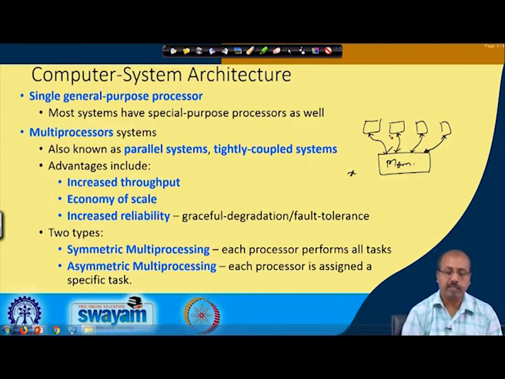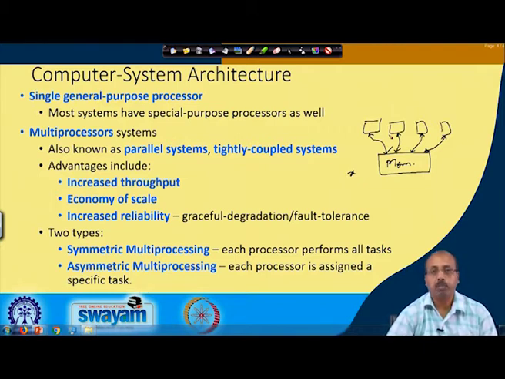The advantages that we have are increased throughput, economy of scale, and increased reliability. Increased throughput, because throughput measures the number of jobs that we can do per unit time. Since we have multiple processors, per unit time the system can compute more jobs. Economy of scale: as you increase the number of processors, what is the rate at which the throughput increases? Ideally, if I increase the number of processors from 1 to n, I would expect the throughput to also increase by a factor of n.